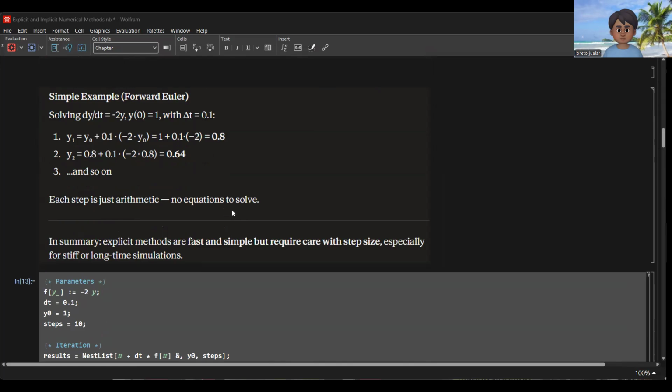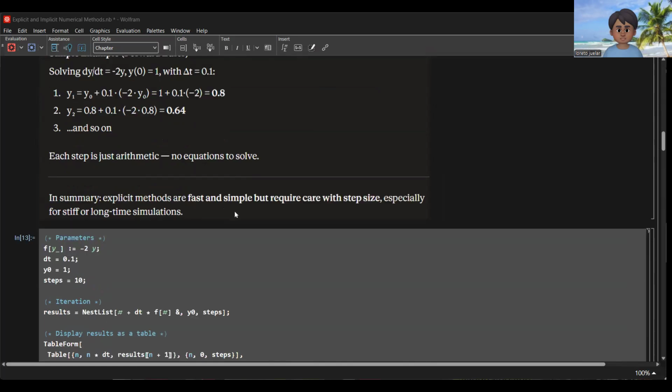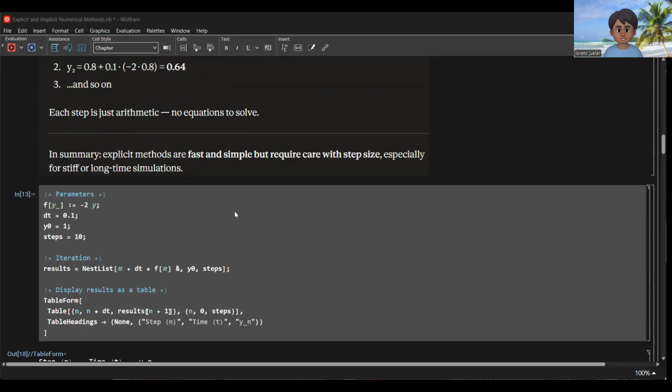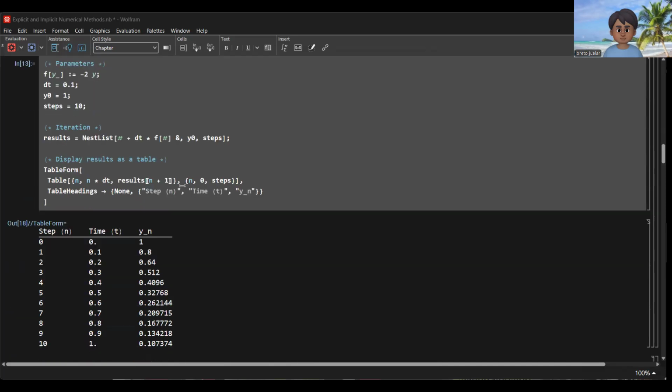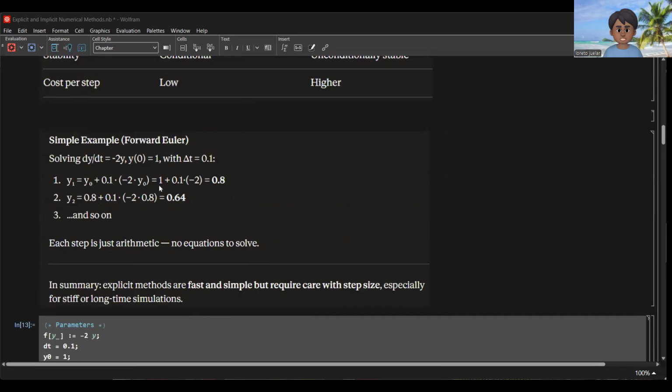No equations to solve. So in summary, the explicit methods are fast and simple, but require care with step size, especially for stiff or long time simulations. So for example, we will continue this.